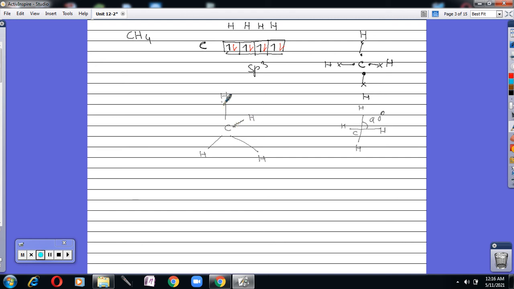Here is a hint. Actually, this one, this one, this one, this one, tetrahedral shape, and this angle is known as 109 degrees 28 minutes, and this structure of methane is known as the tetrahedral structure.